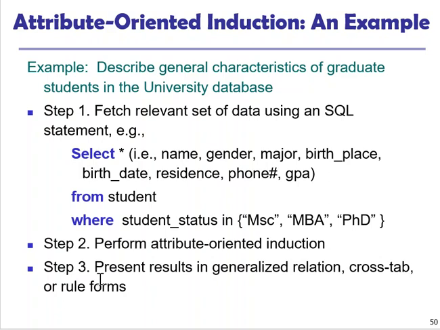Step three is to present the result for the user to see the general characteristics. The presentation part is where the user can start to interact with the system. The user might want the system to draw a pie chart, to draw a contingency table, or to use any other visualization tools to bring out the key insights.